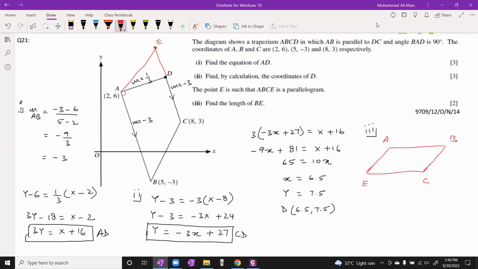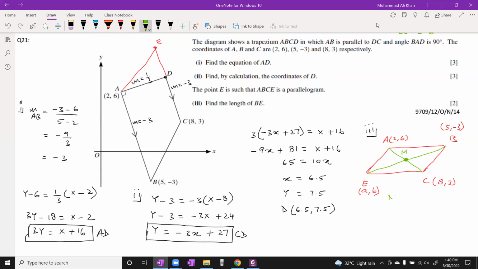Find the length of BE. We need to calculate the length of BE. What are the coordinates of A? 2, 6. What are the coordinates of B? 5 and -3. What are the coordinates of C? 8 and 3. We don't know the coordinates of E. If we know the coordinates of E, we can calculate the length of BE using the distance formula. But we know that if I join A to C and E to B, as I told in the first class, the midpoint of the diagonals is the same.